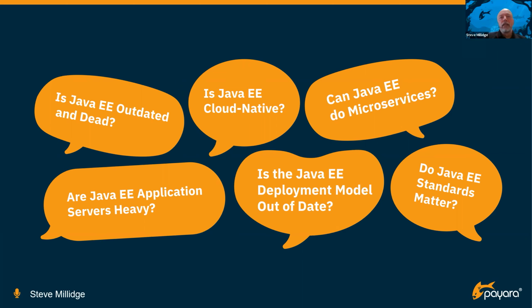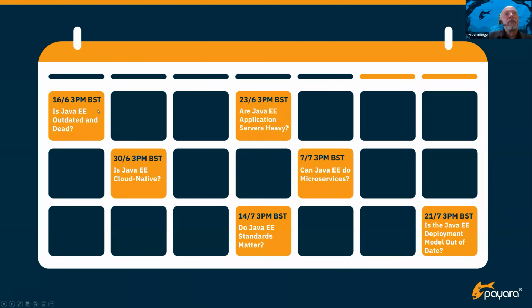Next week we're taking a look at what is cloud native, which is a very interesting question, because that's a very confused answer, but we look at Java EE and cloud native. We then have a look at the exploration of the Java EE deployment model. We look at microservices, and then the final one we'll be talking about is standards and whether standards matter in a modern development world, and why they do, basically.